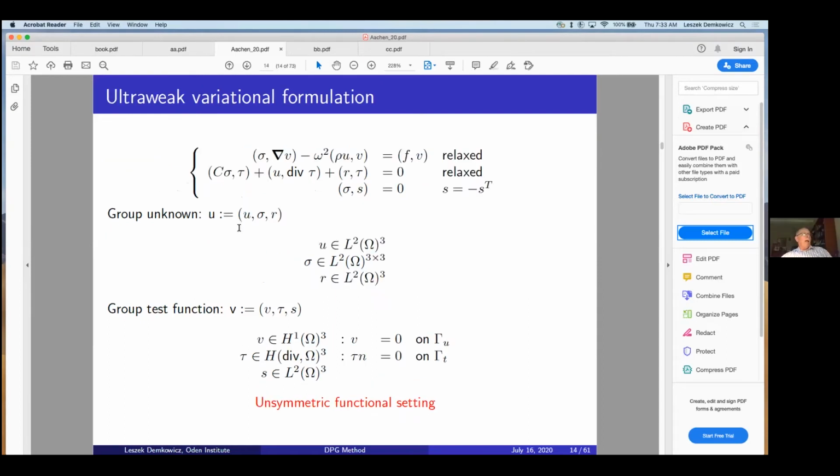Okay. And finally, we arrive at the concept of ultra-weak variational formulation. So in the ultra-weak variational formulation, you relax both equations. This is like the most relaxed equation ever, by moving all derivatives to the test functions. So it's in the spirit of theory of distributions of Schwartz. By doing so, you end up with the solution components in L2 and test functions now in H1, H-div, and S still in L2.